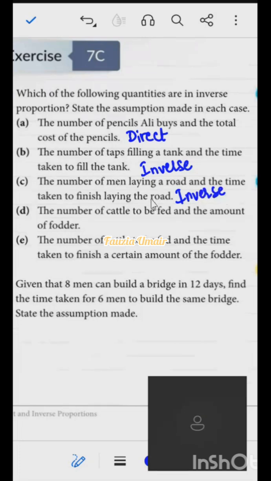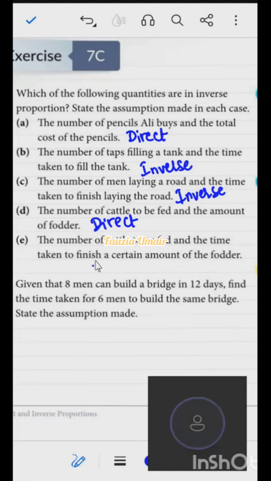So now the next one is the number of cattle to be fed and the amount of fodder. So direct proportion. The more number of cattle, the more amount of fodder is required. Fodder is, by the way, the food which we need to give to those cattle. The number of cattle to be fed and the time taken to finish a certain amount of fodder. What do you say? Direct. Inverse. If there are more cattle, the time taken to finish the food will be less, so yes, this is inverse proportion.